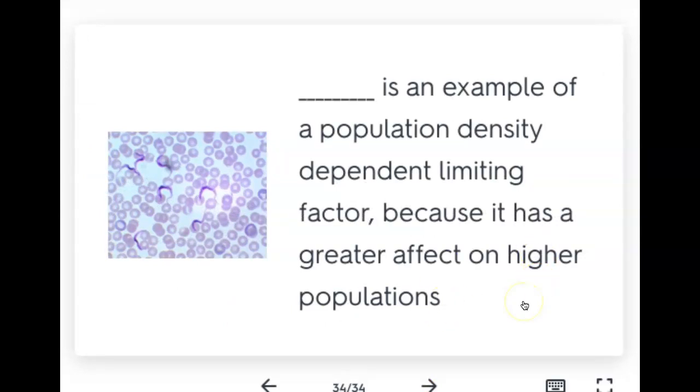And disease is going to be an example. It's one of the best examples of population density dependent limiting factors, because infectious disease can spread really easily in areas where you have a high population density. And that's because those organisms are coming in contact with one another really frequently, and so they're able to transmit that infectious disease.